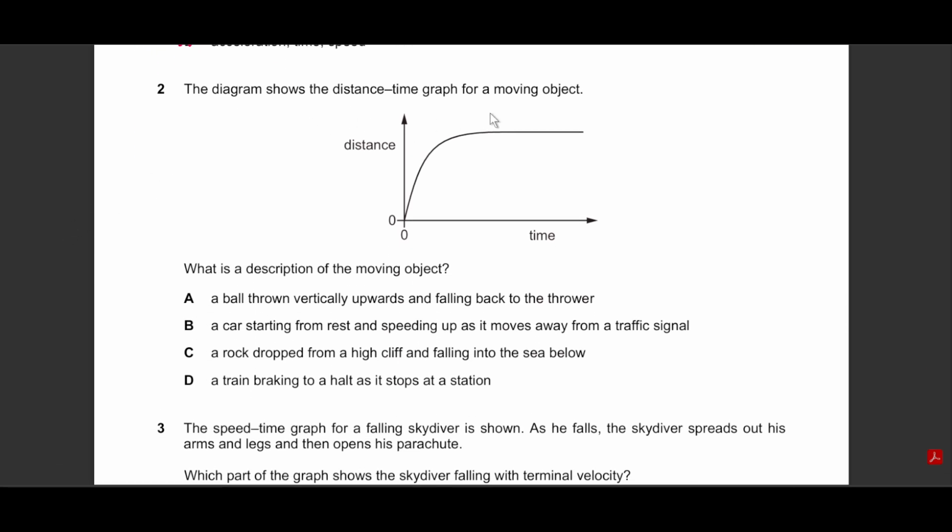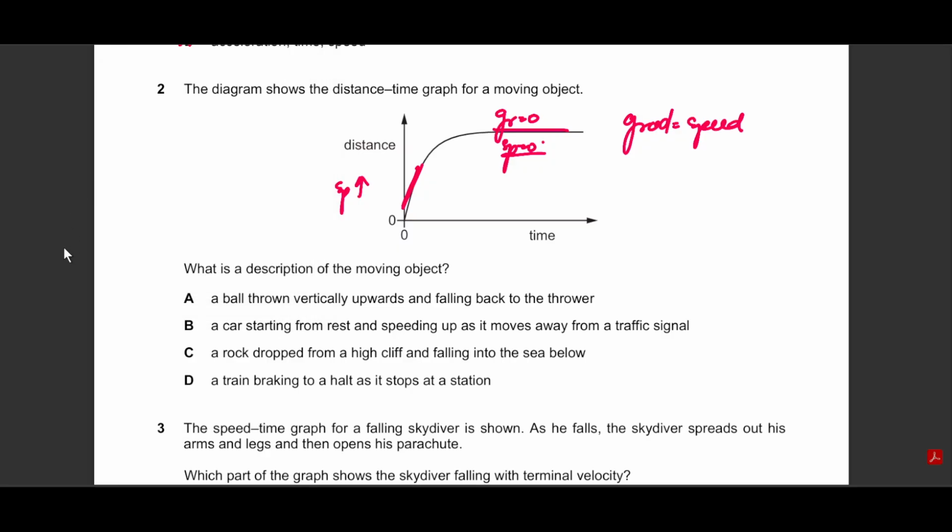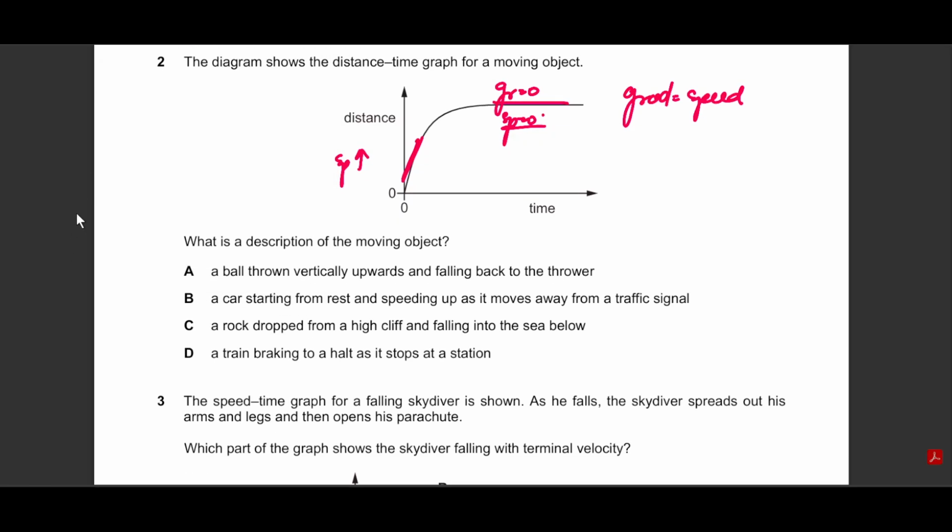Question number 2: the diagram shows a distance time graph. So for a distance time graph, let's write down what the gradient represents. It represents the speed. The gradient was very high at the beginning, so the speed was high. Eventually, the gradient became 0, so the speed should become 0. So we're looking at a motion that is supposed to stop moving after a certain time.